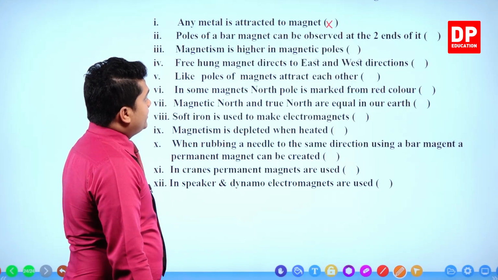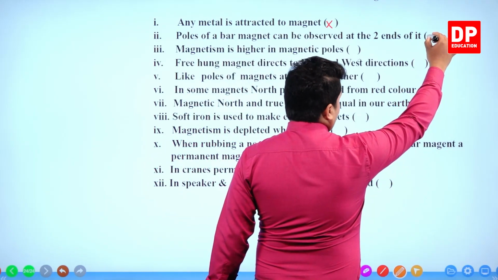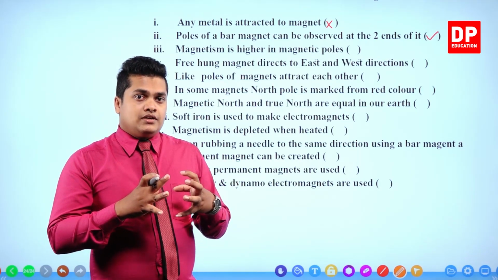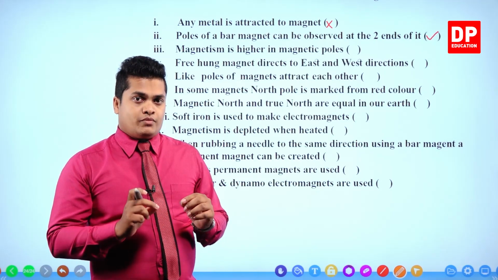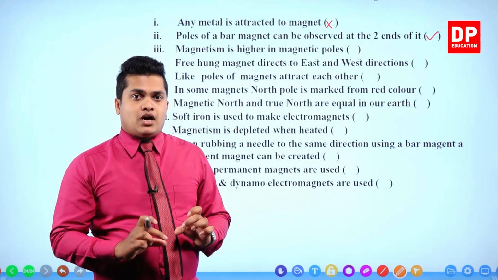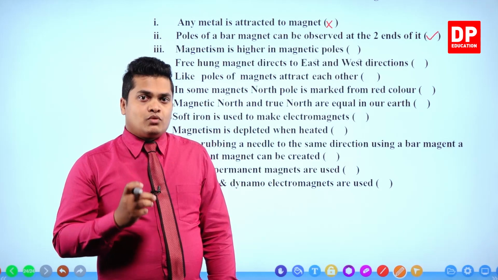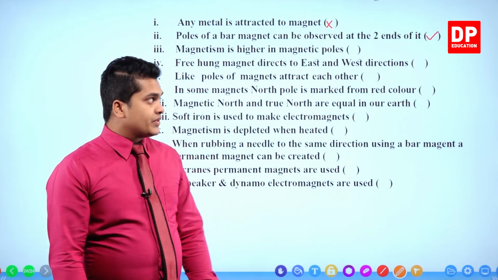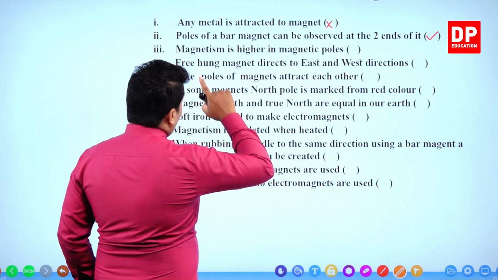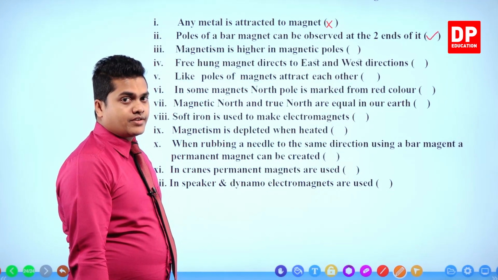Poles of a bar magnet can be observed at the two ends of it. This statement is correct because if you take a bar magnet, the magnetic power spreads from North Pole to South Pole, and North and South Pole can be observed in a bar magnet at the two terminals. Those are the places where we can observe the most magnetic field in a bar magnet. So that statement is correct.